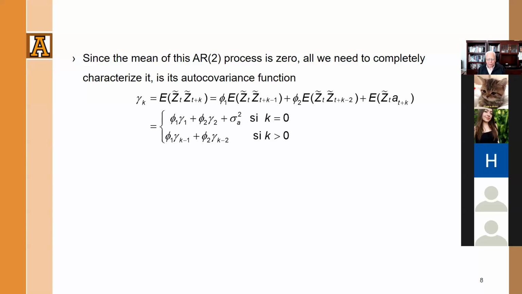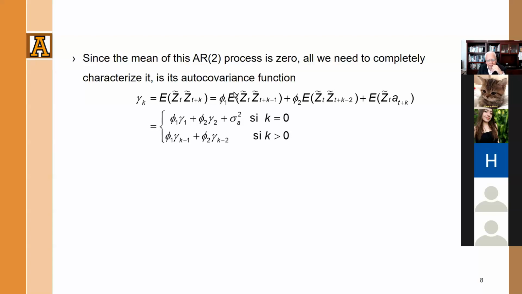So the covariance function, gamma sub k, in the particular case where k is equal to 0 is the variance, where gamma sub k, which is the covariance between Z_t and Z_(t+k), is going to be phi1 times the expected value of Z_t Z_(t+k-1), plus phi2 times the expected value of Z_t Z_(t+k-2), plus the expected value of Z_t times A_(t+k). Okay.